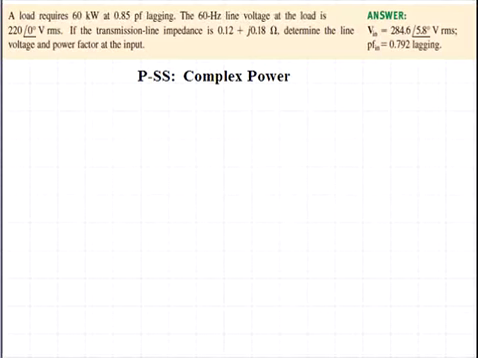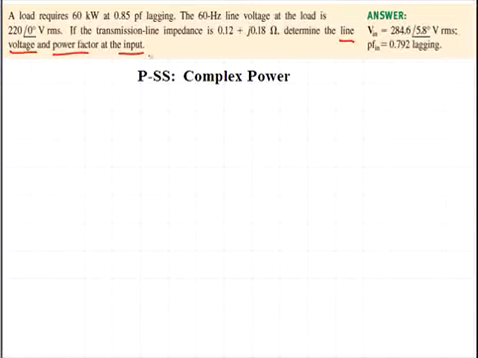This is Learning Assessment Problem 917. The problem-solving strategy here is that of complex power calculations. The problem provides some information about load and the transmission line impedance connecting that load to the input source, and we are asked to determine the line voltage and the power factor at the input end of this transmission line.